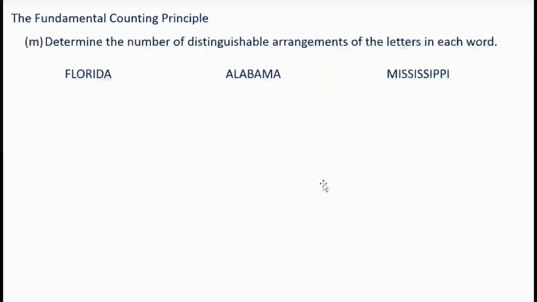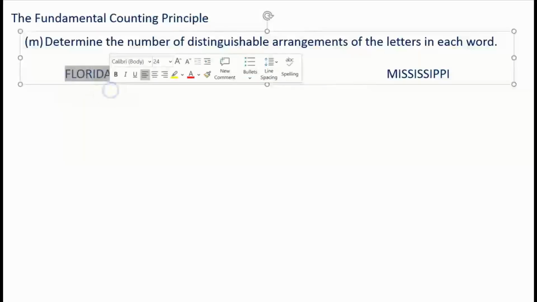All right, so determine the number of distinguishable arrangements of the letters in each word. So this is really like 3 different problems, okay? And again, it wants distinguishable arrangements. So what I'm really trying to do is rearrange the letters of Florida in every possible way that I can, okay? Now, we could do our task, right? The first position, second position, third position, fourth position. The real question is how many positions do we have? Well, there's 1, 2, 3, 4, 5, 6, 7 letters.